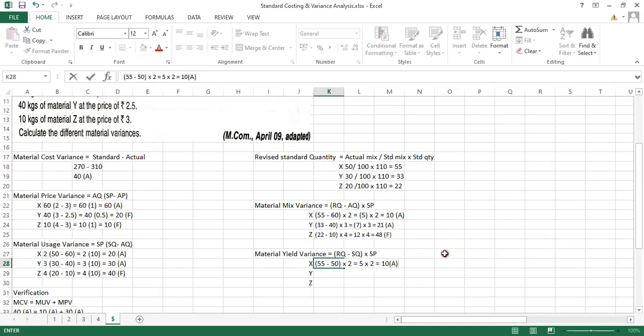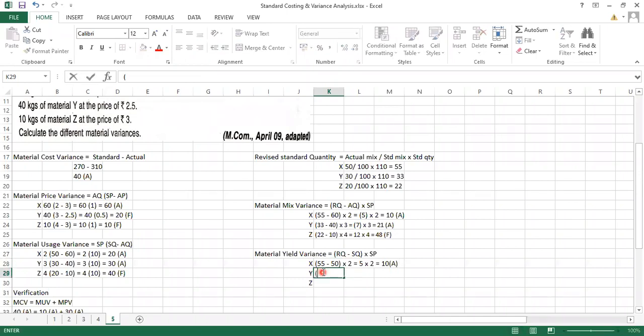Why adverse? Because over here revised quantity is higher than the standard quantity. We take the revised quantity here in the normal sense as actual. So whenever our actual quantity is higher than standard, obviously it will be adverse.